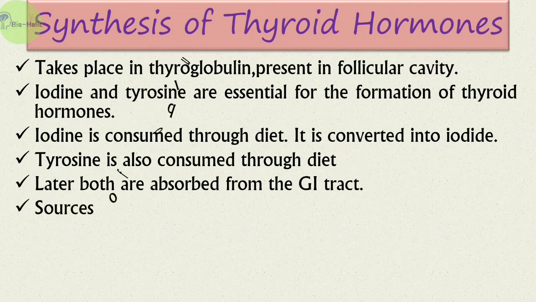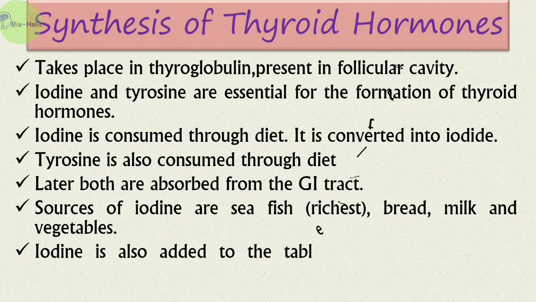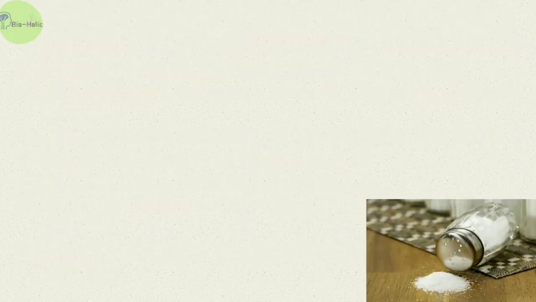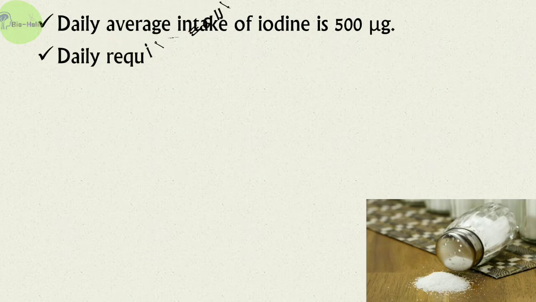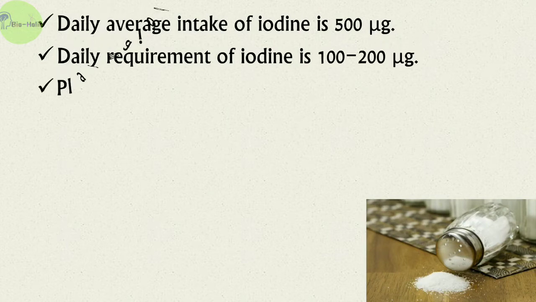The richest source of iodine is the sea fish, and it is also found in bread, milk and other vegetables. Iodine is also added to the table salt to prevent iodine deficiency. Daily average intake of iodine is approximately 500 microgram, and daily requirement of iodine is 100 to 200 microgram.